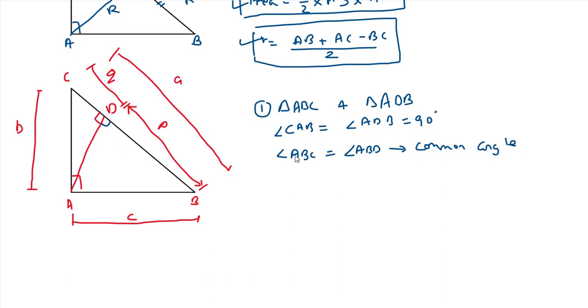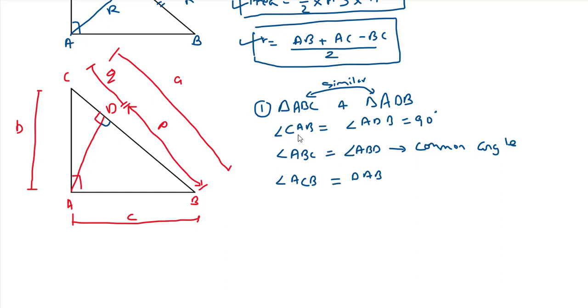Since two angles are equal, the third angle will also be equal. So the third angle in this case, angle ACB, will be equal to angle DAB. So these two angles are also equal. Now, since all the three angles are equal, both these triangles are similar to each other. So these two triangles are similar. For two similar triangles, we can write down the ratio of their proportional sides. So how do we write down the ratio of the proportional sides? We consider the side opposite to the equal angles.